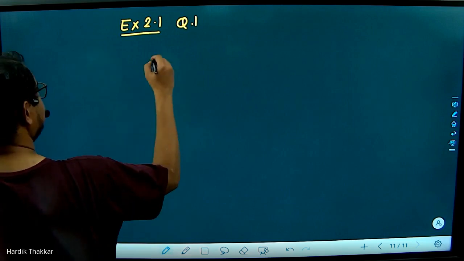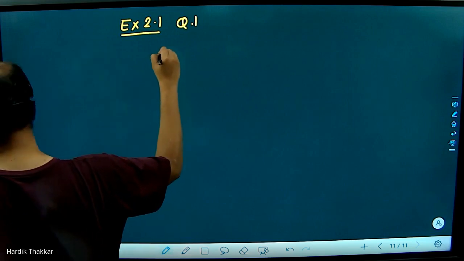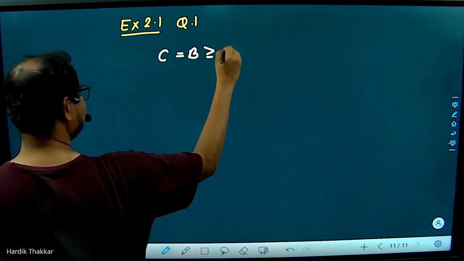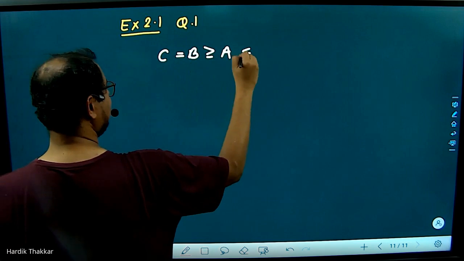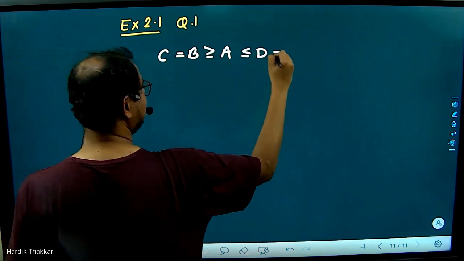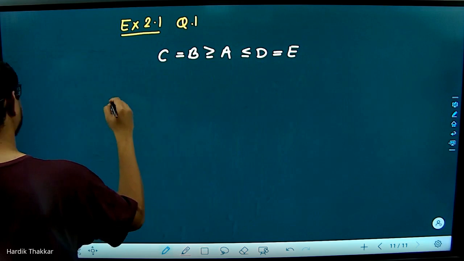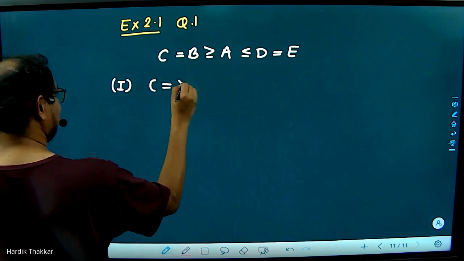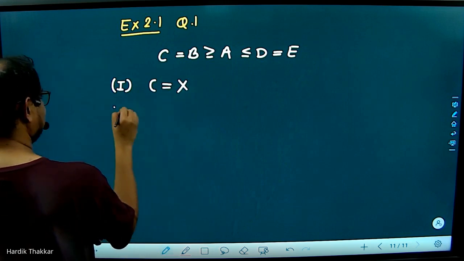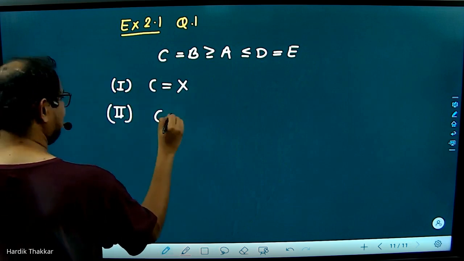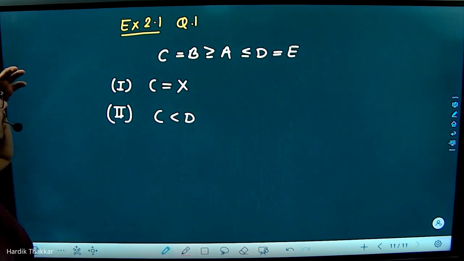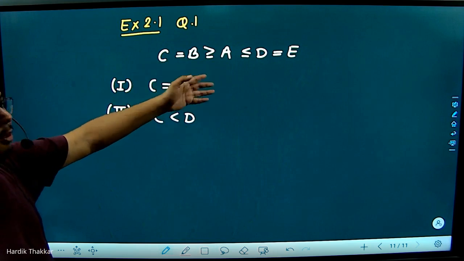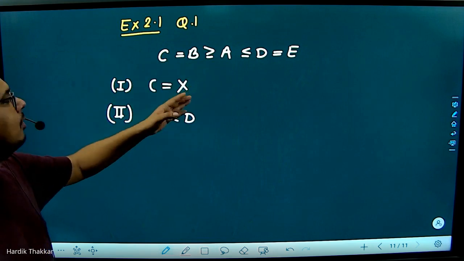Here the first statement says that C is equal to B, greater than or equal to A, and less than or equal to D, and it is equal to E. This is our statement. Now the first conclusion says that C is equal to X, and the second conclusion states that C is less than D. So look at what we can see: this C and X. In the given statement, X is nowhere there, so we cannot conclude anything about X.